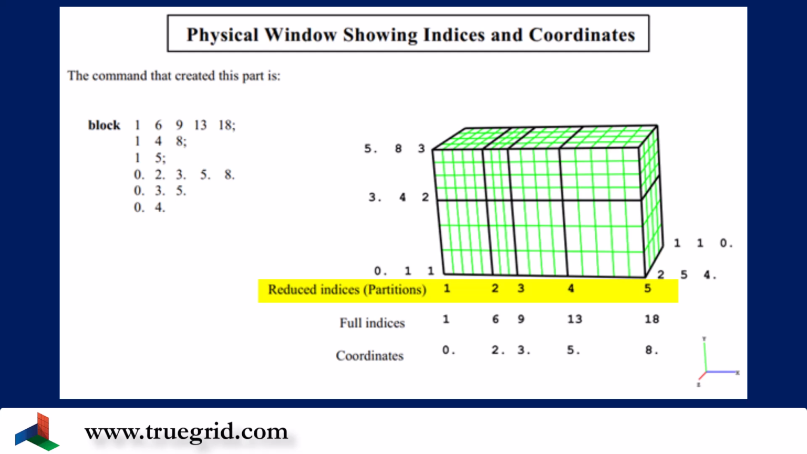In the Y direction, that's these numbers here, we have nodes 1, 4, and 8. We think of this as two blocks, partitions 1, 2, and 3. And these are the Y coordinates. And finally, in the Z direction, that's from here to here, we have nodes 1 to 5, but we think of it in terms of partition numbers 1 to 2, with Z coordinates of 0 to 4.